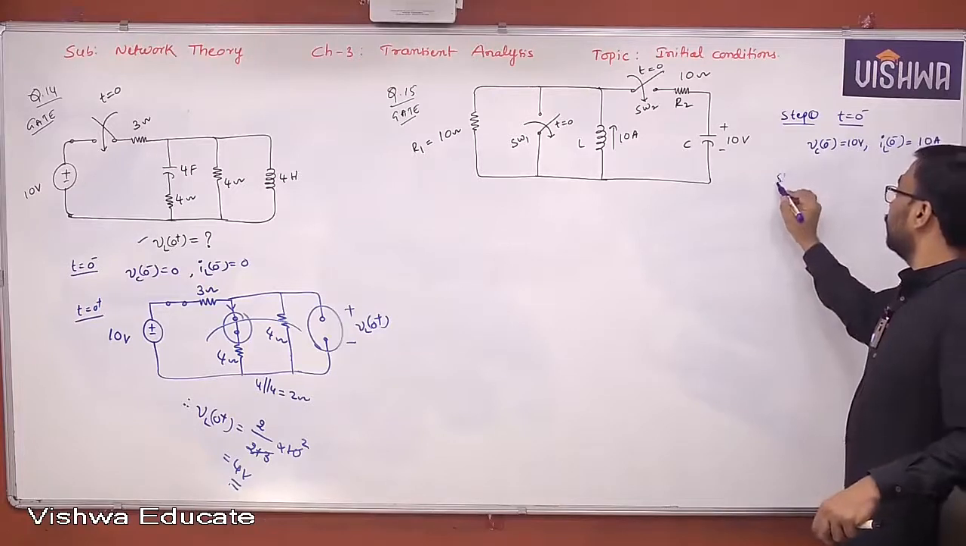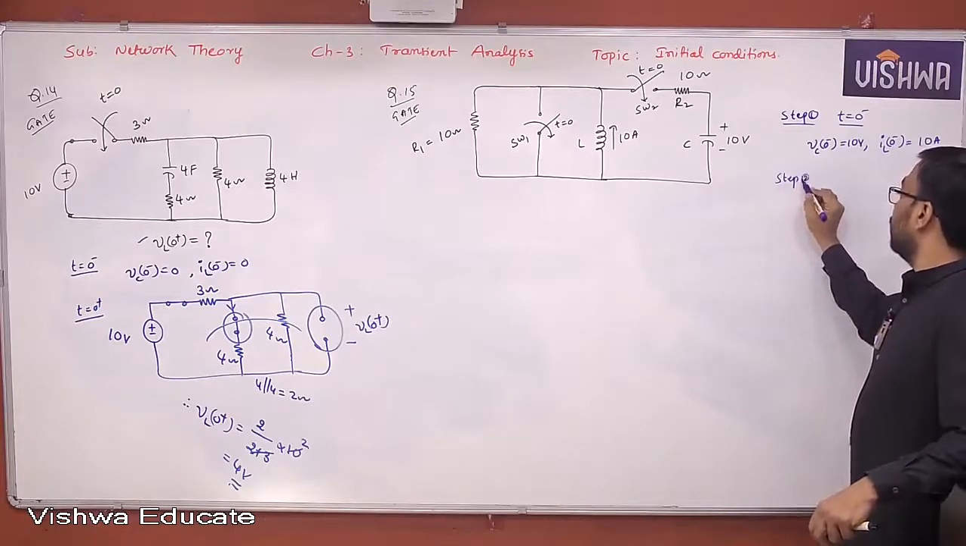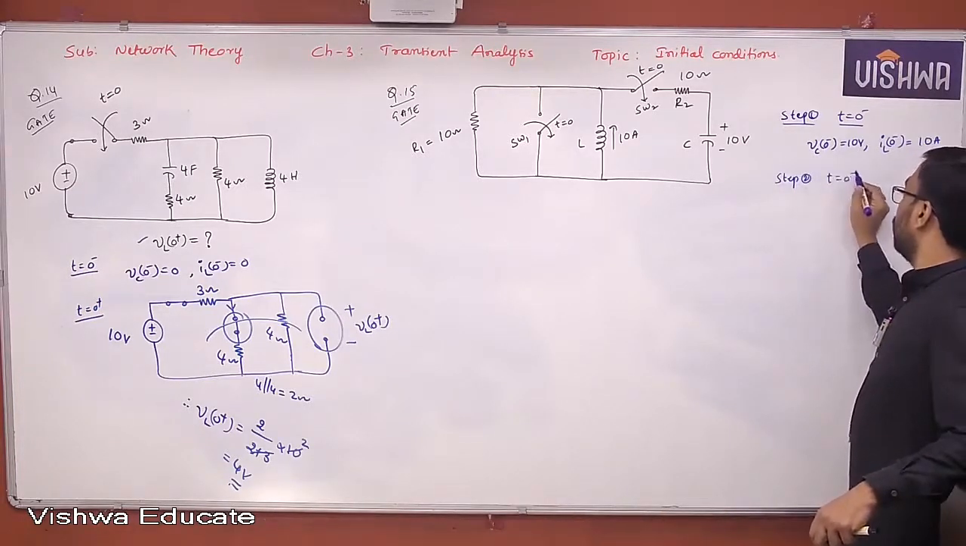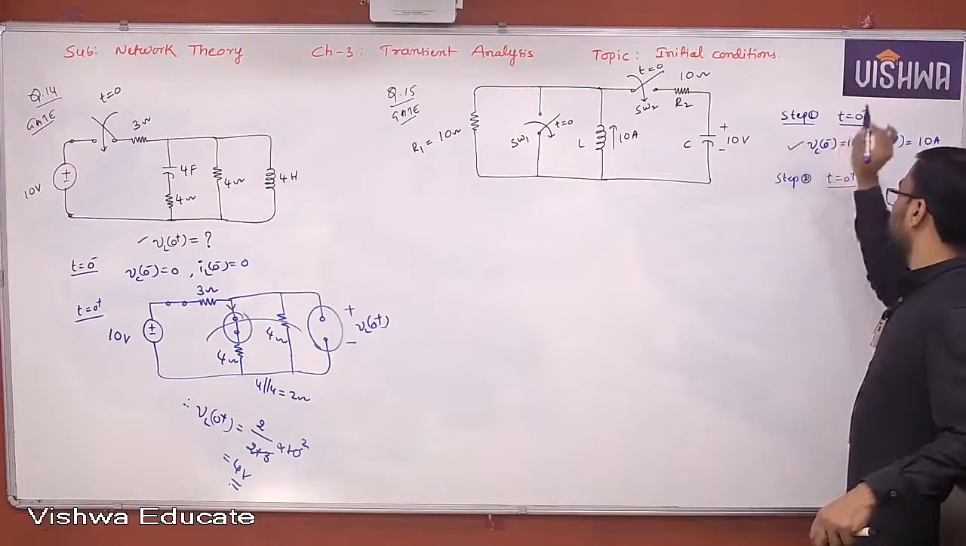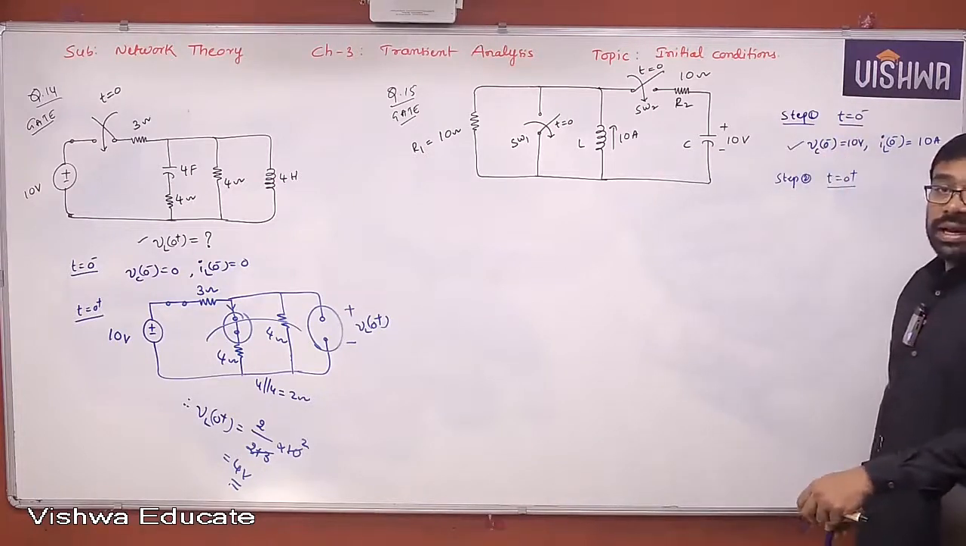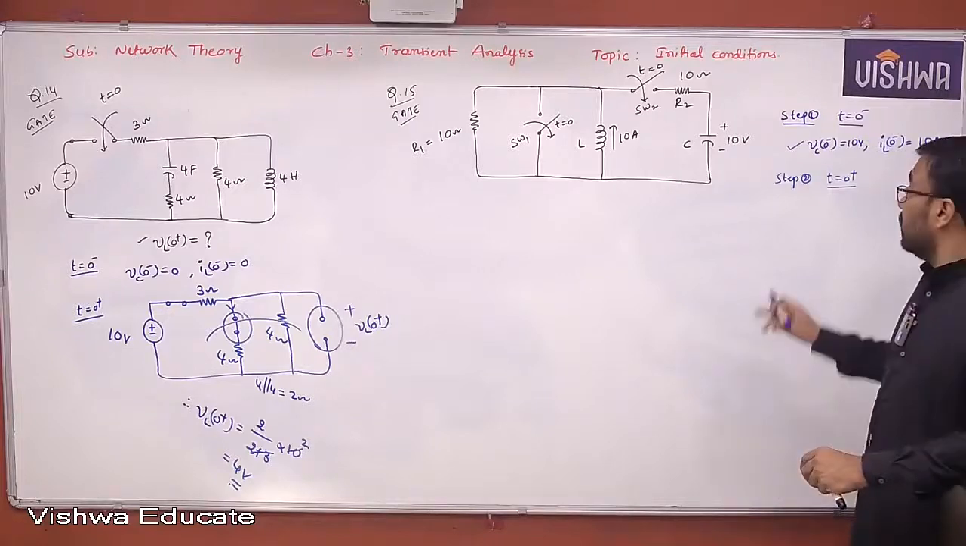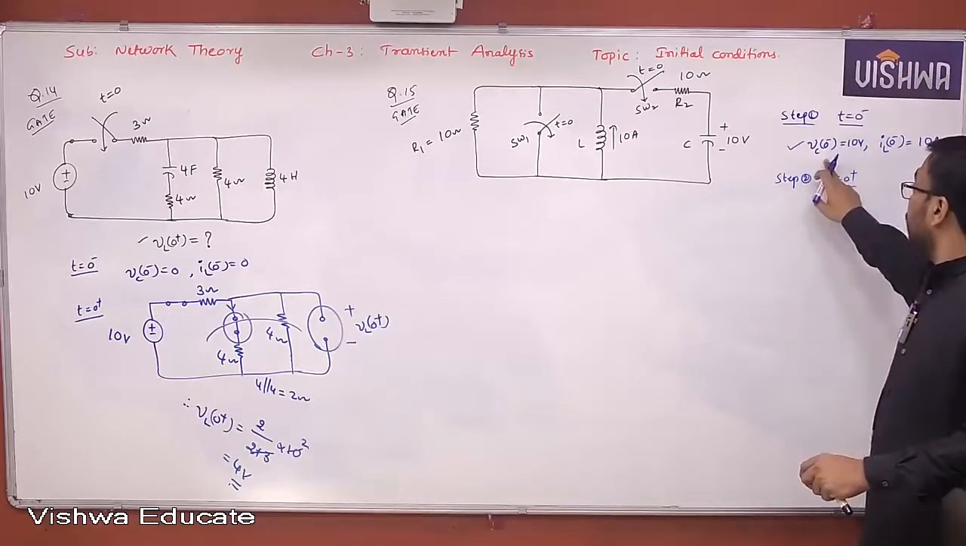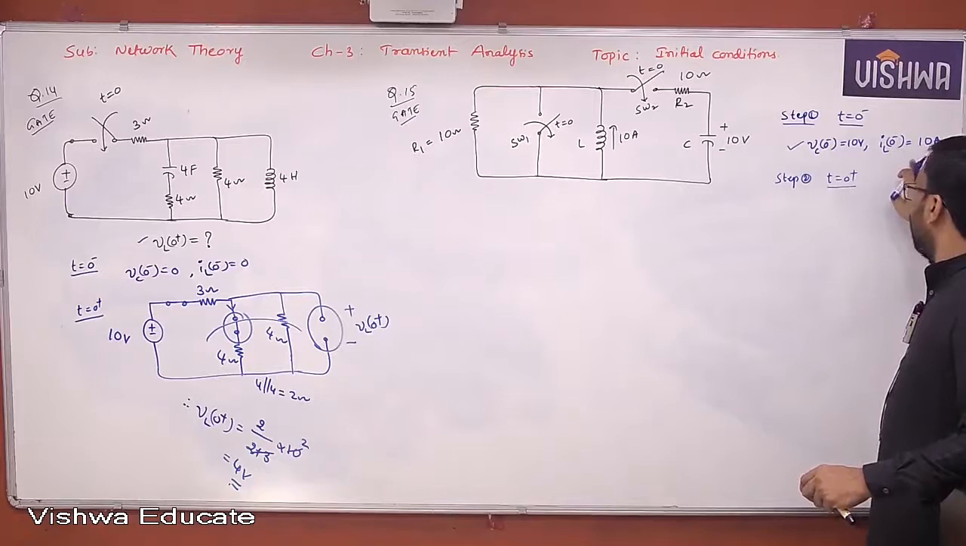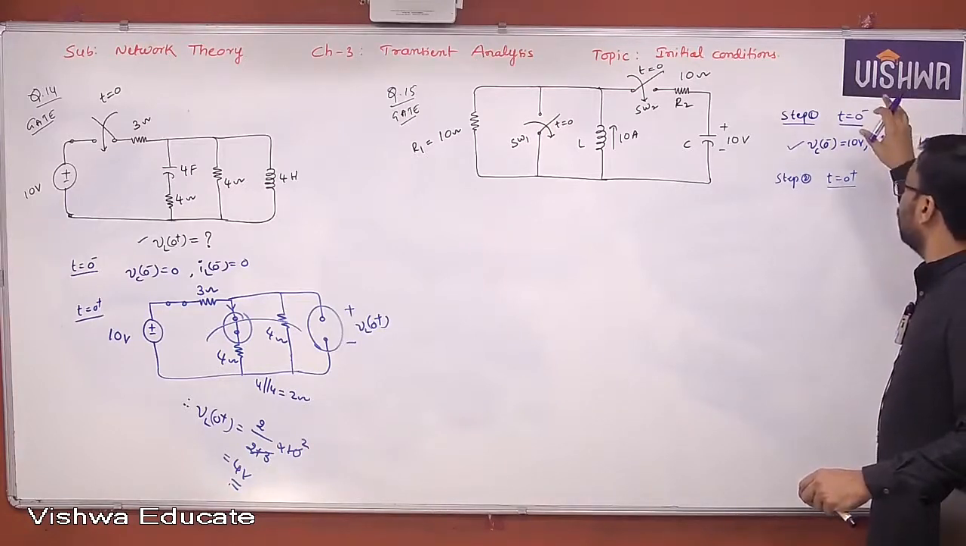Now step 2. What is step 2 actually here? Let's go for step 2, T equals 0 plus equivalent using the data given. Understand all of you? Okay, using the data given, that is at T equals 0 minus, you already know the values. There is no need to construct T equals 0 minus equivalent. The values were already given.